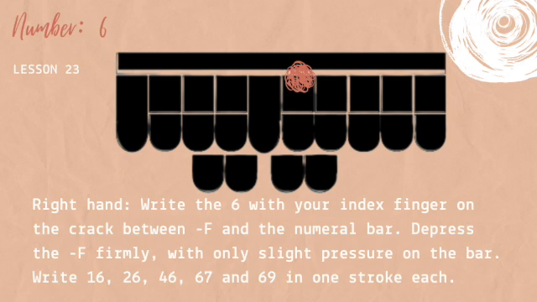For lesson 23, we have another number. That's number 6. So how are we going to write number 6 using your right hand? You write 6 with your index finger on the crack between final F or final V and the numeral bar. Depress the final F firmly with only slight pressure on the bar. So how are we going to write 16, 26, 46, 67, and 69? That is in one stroke each because these numbers are in ascending order.